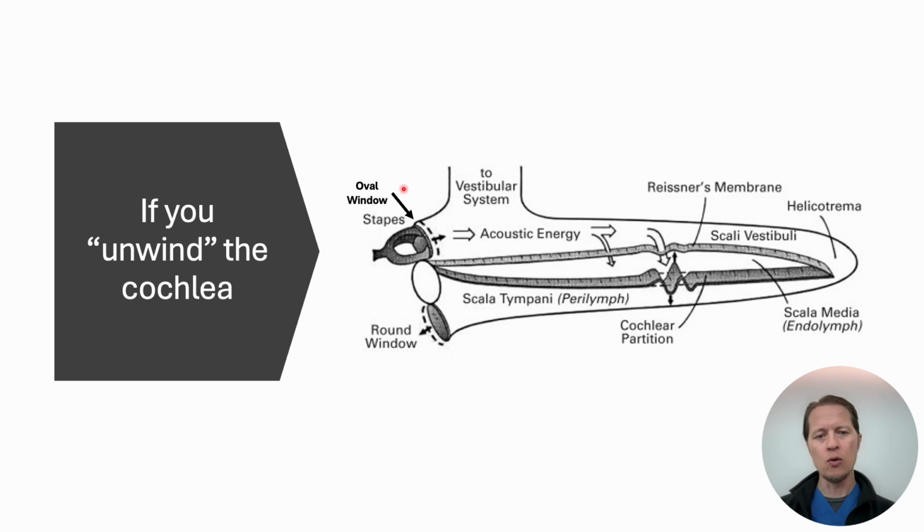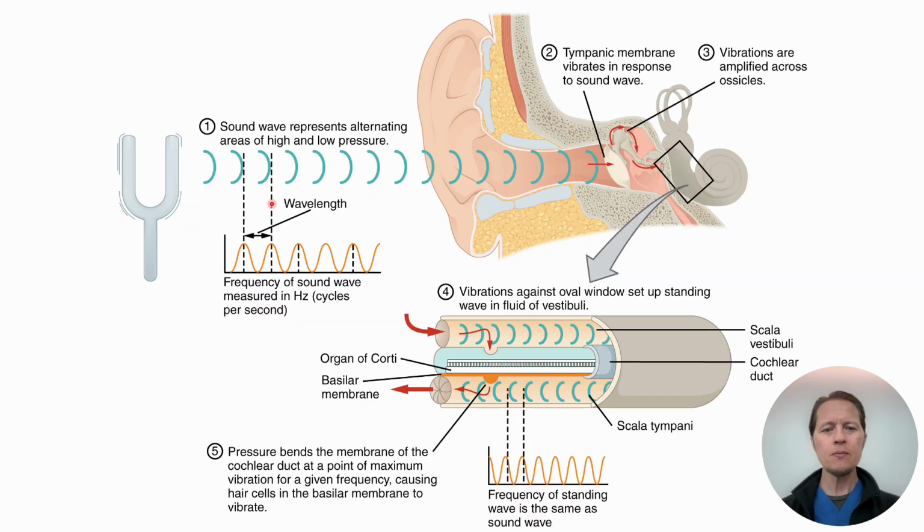So OR, oval and round, right? If you don't have good hearing, you're going to go to the OR like I did. And another thing here, endolymph versus perilymph.